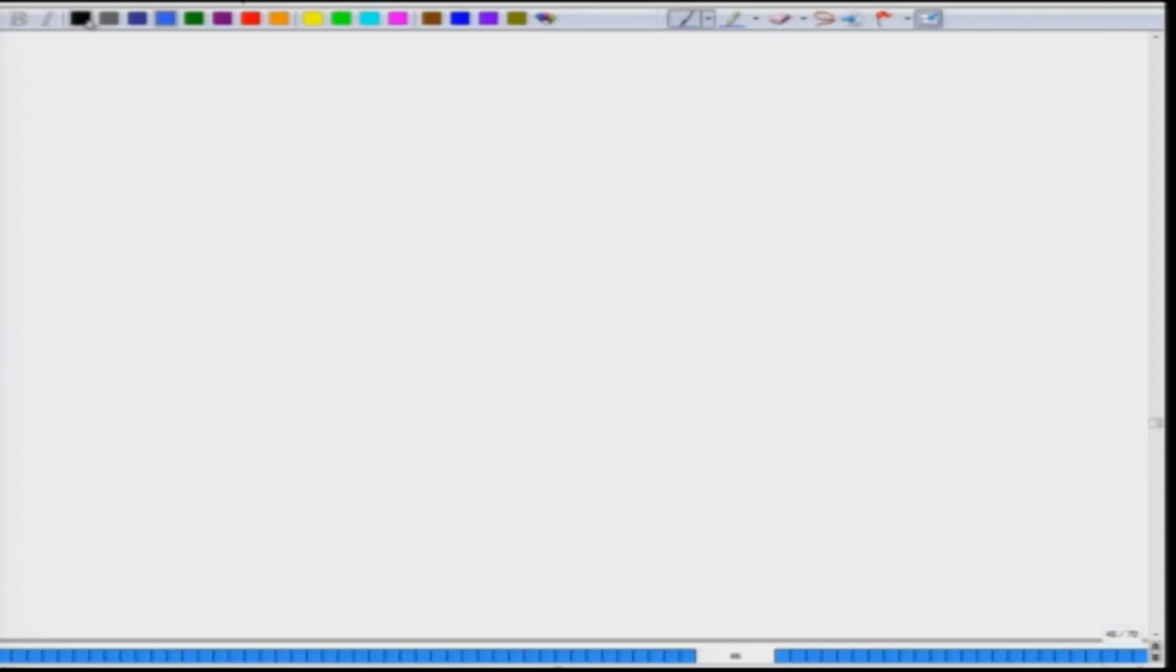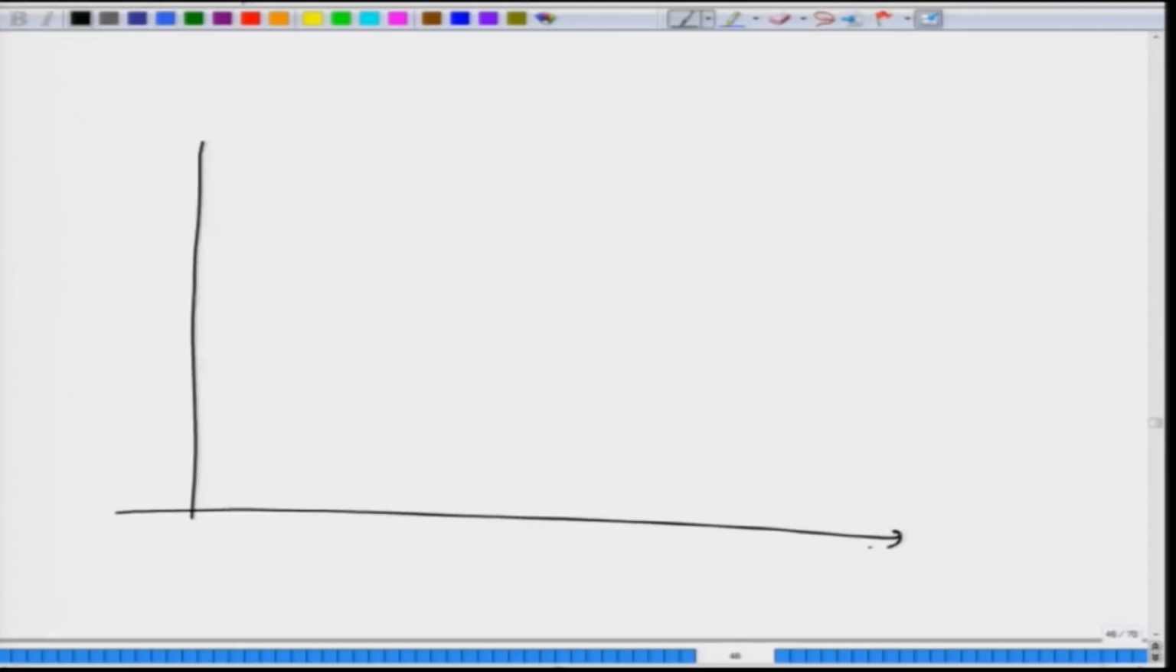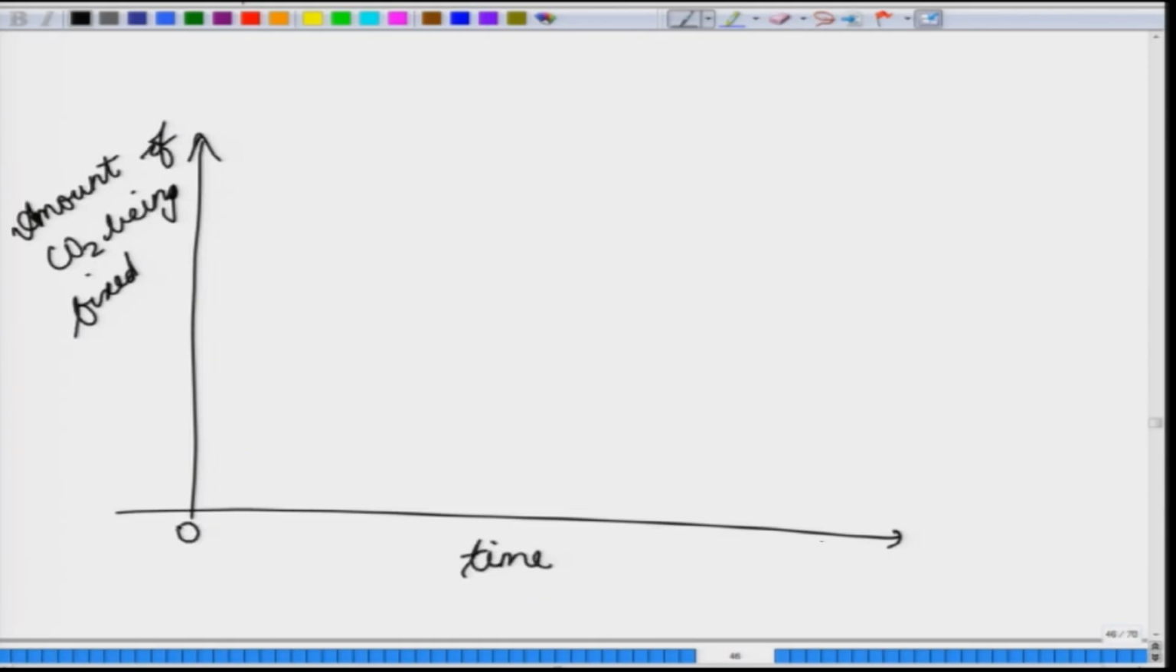So, if we plot a curve of amount of CO2 being fixed versus time, and let us represent it as a scale from 0 to 24 hours. And in this scale, let us say that this is 6 a.m. and this is 6 p.m.